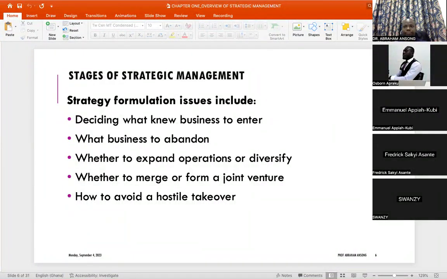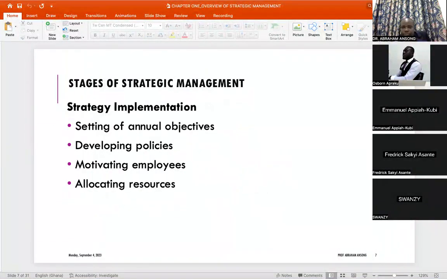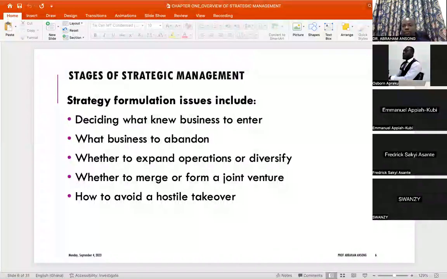All right. Any question, any comment, any contribution so far? So together with the earlier stuff that we discussed, that makes up our strategy formulation. If you want to formulate a strategy, these are the things that we have to be looking at.